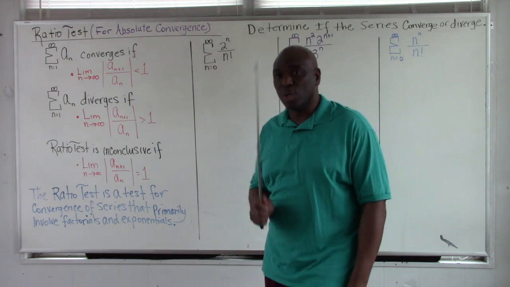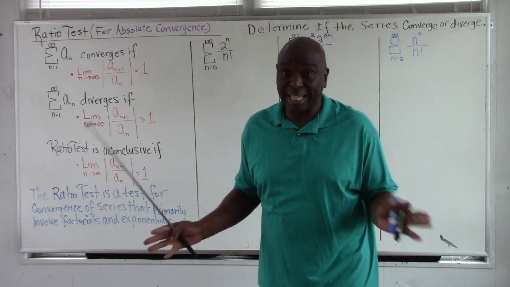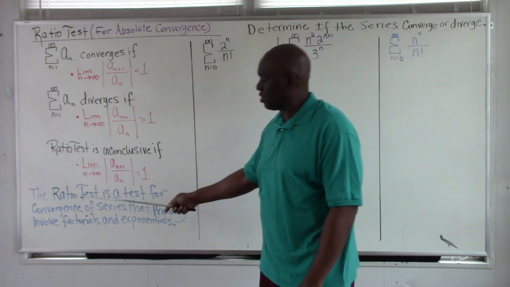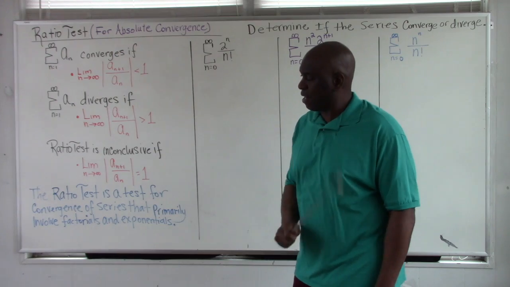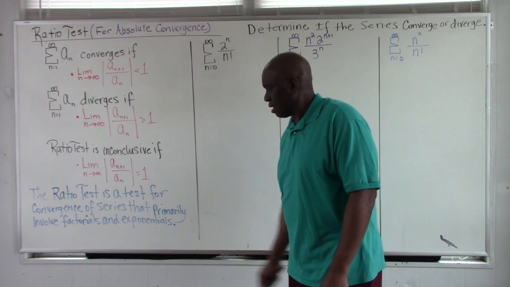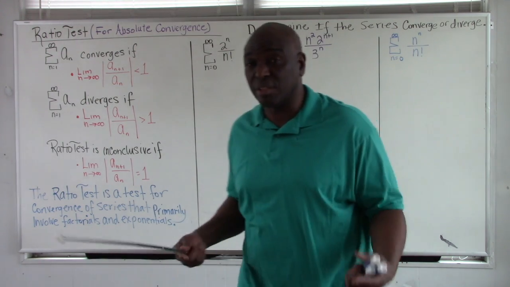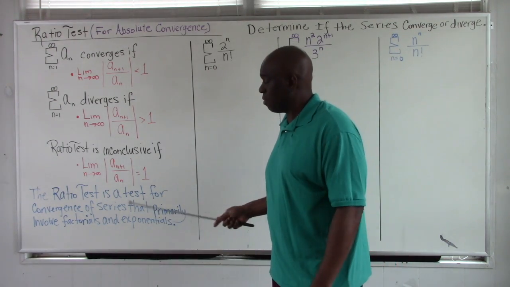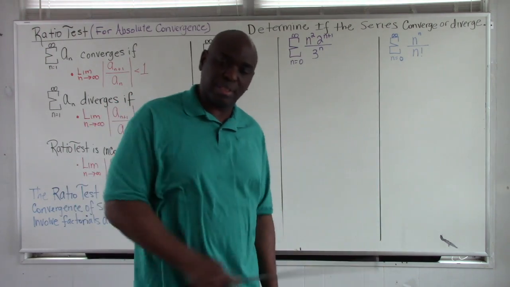What's important to know and understand about the ratio test is that it's a very well-liked test. It's a beautiful, wonderful test. The ratio test is a test for convergence of a series that primarily involves factorials and exponentials. You don't necessarily have to have factorials or exponentials to use it, but it's primarily used for factorials and exponentials. All right, let's look at some examples.